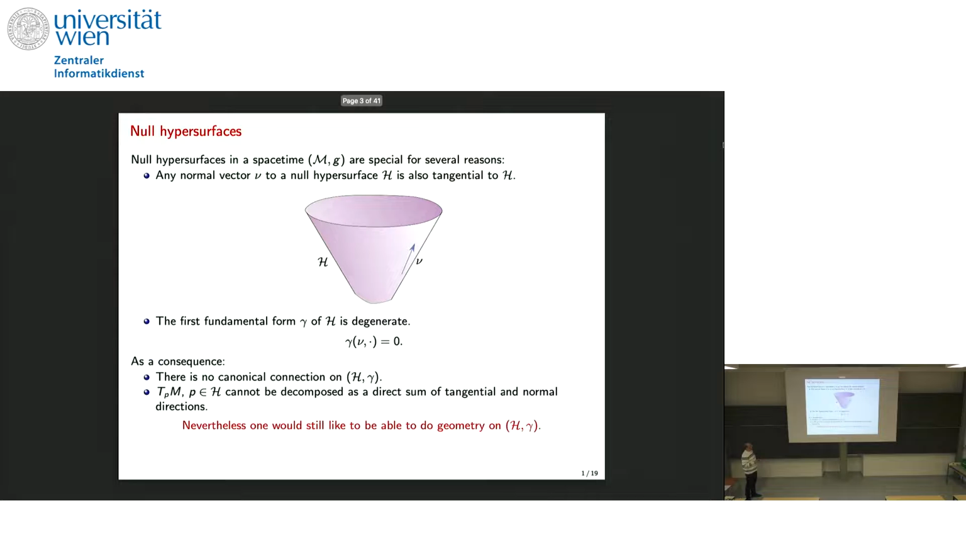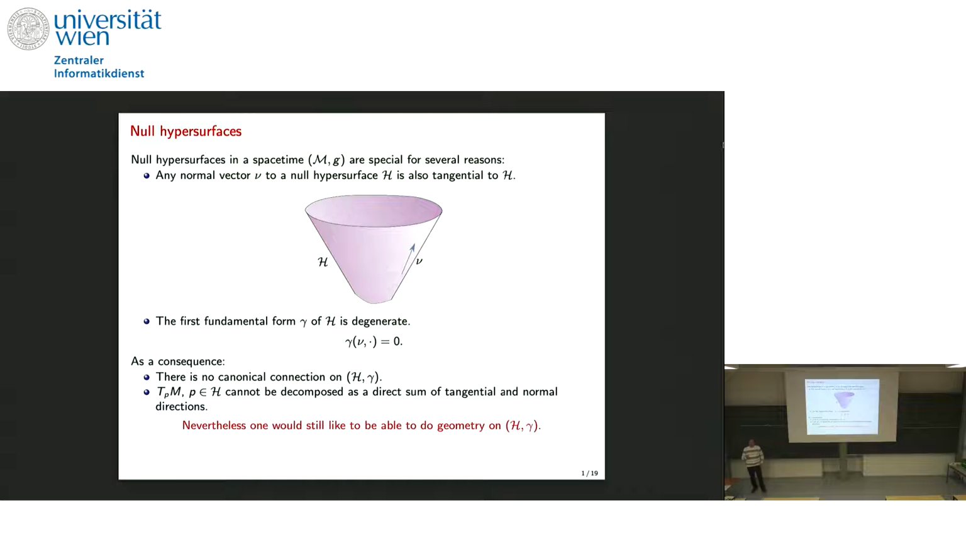And this implies that, of course, there is no canonical connection associated to this first fundamental form because it's degenerate. At the same time, the tangent space at any point on the hypersurface cannot be decomposed as a direct sum of a tangential direction, so the tangent space to the hypersurface, and the normal direction, because the normal direction belongs to the tangent space. So there is no direct sum. And this has another consequence, is that you cannot project covariant derivatives because you don't have a direct sum. And that's the second reason why you don't have a connection canonically defined on a null hypersurface.